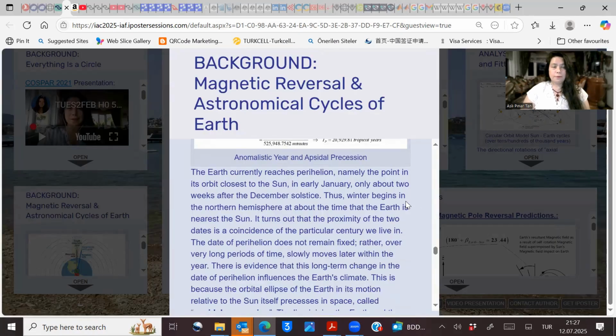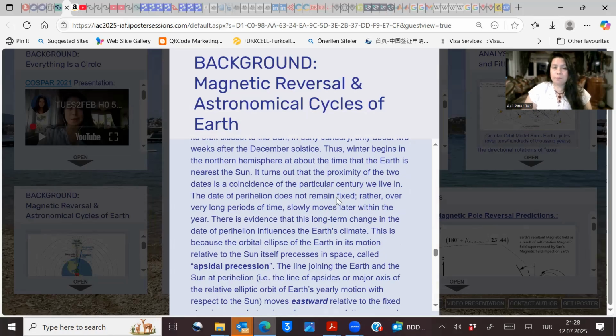Another factor that comes as part of observation is that the Earth currently reaches perihelion, the point in its orbit closest to the Sun, in early January, only about 2 weeks after the December solstice. So winter begins in the northern hemisphere at about the time that the Earth is nearest to the Sun. It turns out that the proximity of the 2 days is a coincidence of the particular century we live in. The date of perihelion does not remain fixed, but over very long periods of time, it also slowly moves later within the year. And there is evidence that this long-term change in the date of perihelion influences the Earth's climate.